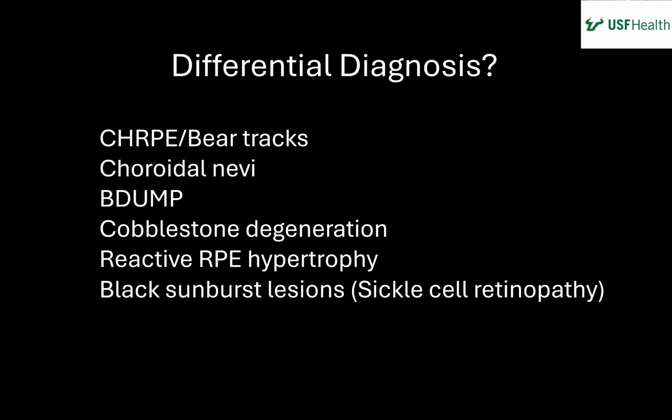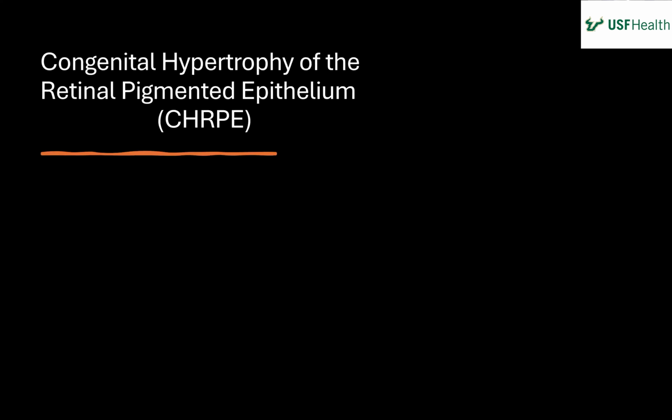All right, so you got most of them there, nice. So CHRPE, or colloquially called bear tracks, we'll get into, it actually is CHRPE. But choroidal nevi, as you said, and BDUMP is a paraneoplastic, rare disorder, but it can cause diffuse pigment lesions bilaterally, potentially. Cobblestones, reactive RPE hypertrophy, so that would be like a laser spot or inflammation or any various mechanisms. And then maybe even a sunburst lesion and sickle cell retinopathy. Good job there. So again, the diagnosis is CHRPE, which Albert had mentioned just the case before.